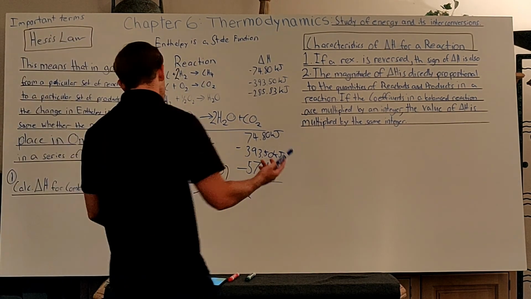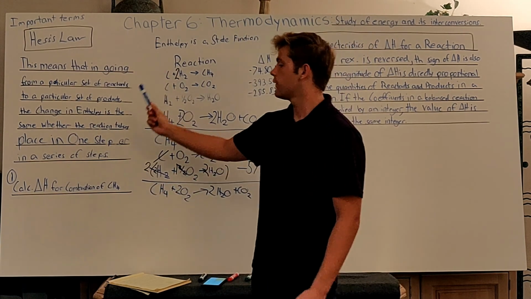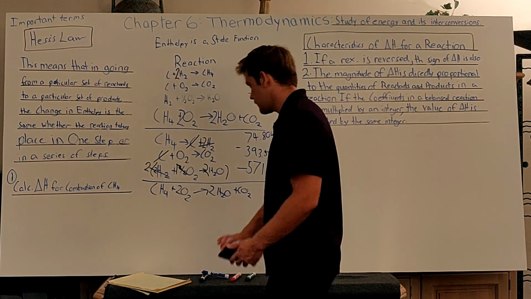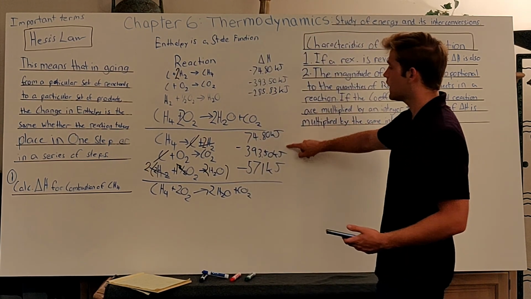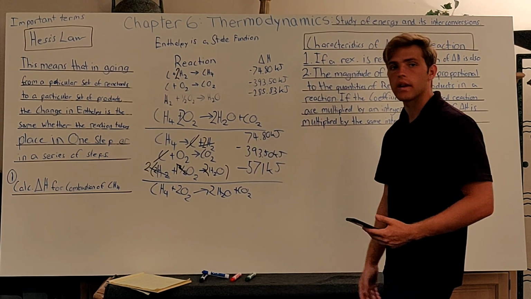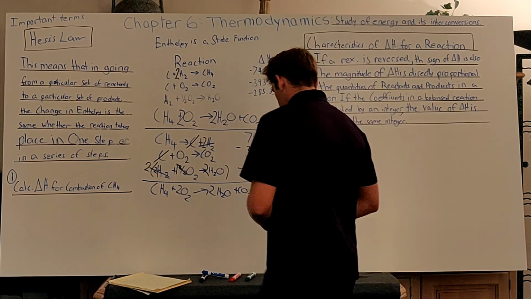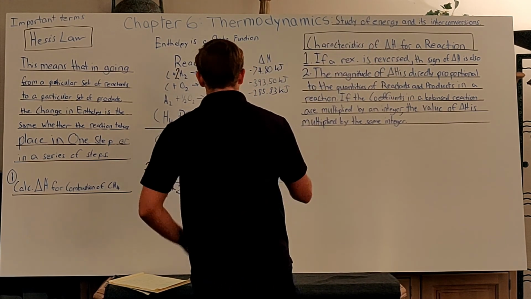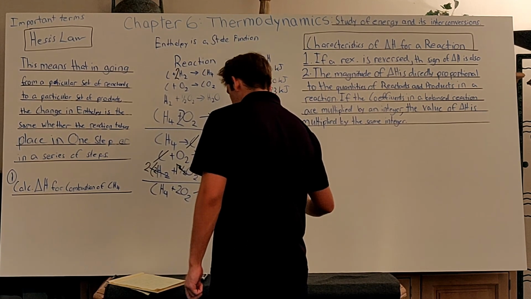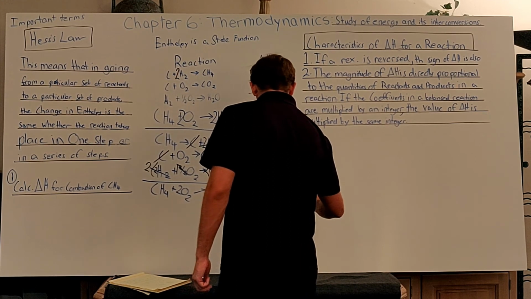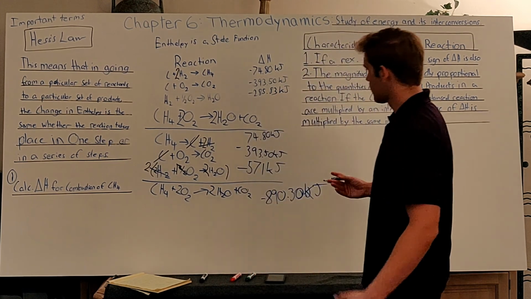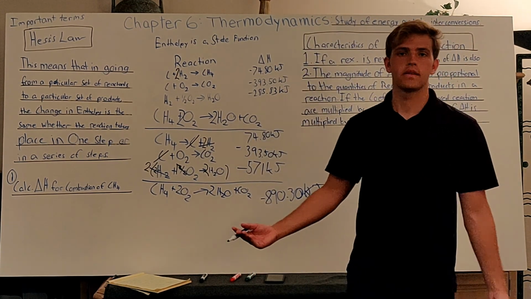Well, refer back to your problem, what is it asking for? Calculate the delta H for the combustion of CH4. What are we going to need to do? Now that we've changed all these delta H's for each equation, we have to add them all up and figure out what our delta H is for this formula. And when you put it all together, you should get negative 890.30 kilojoules. And that's how you apply enthalpy to Hess's law.